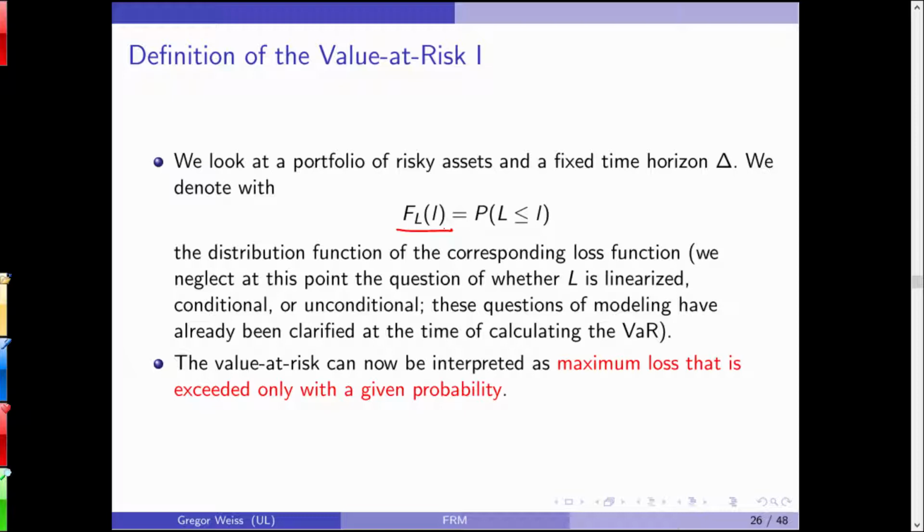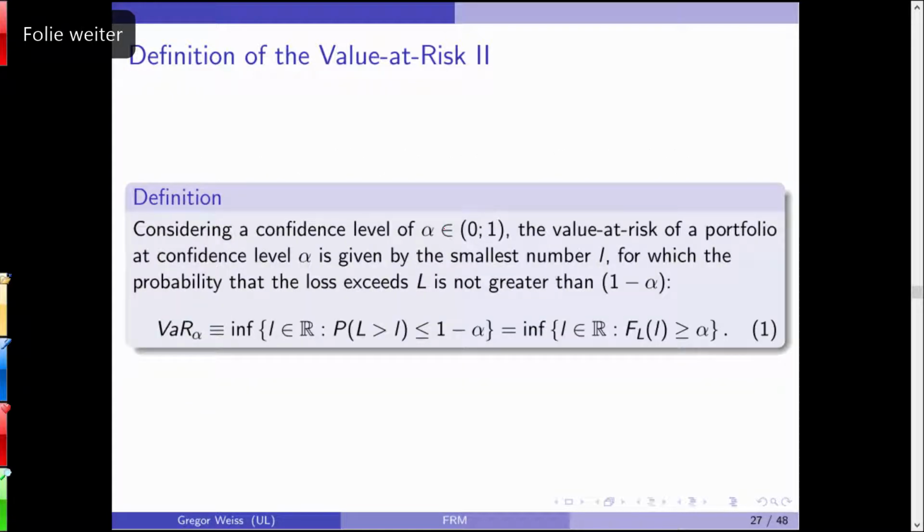and the distribution function of L. The value at risk can now be interpreted as the maximum loss that is exceeded only with a given probability. Meaning, considering a confidence level of alpha between 0 and 1, the value at risk of a portfolio or a single investment at alpha is given by the smallest number L for which the probability that the loss exceeds L is not greater than 1 minus alpha. And then you have an exact, but probably not very intuitive definition.